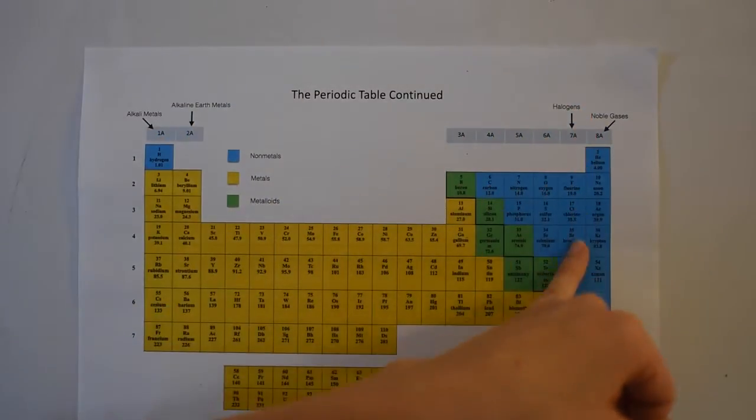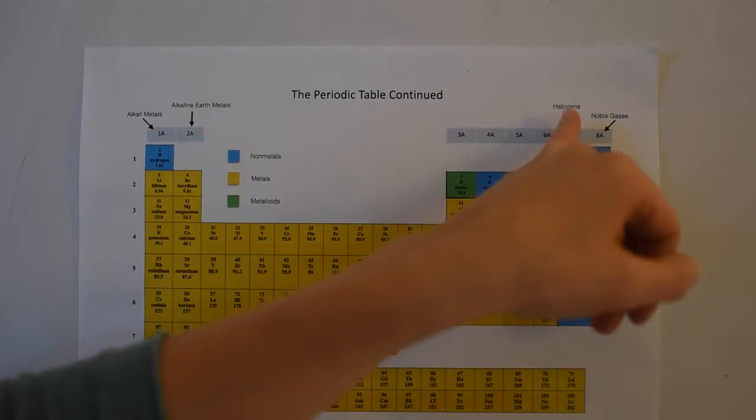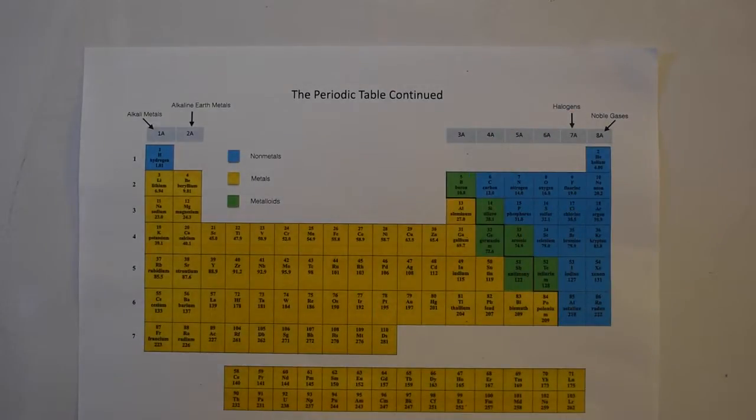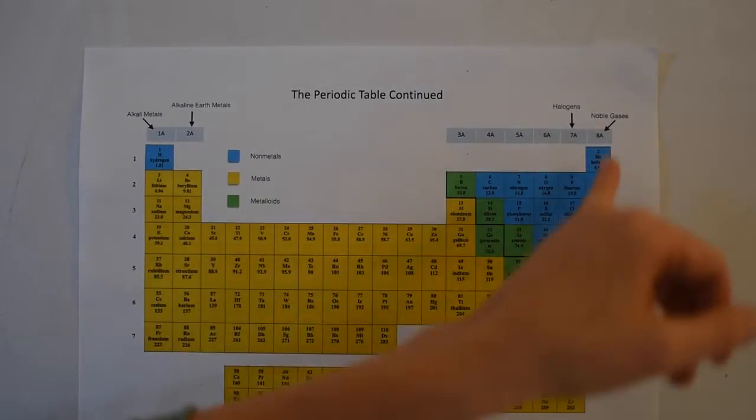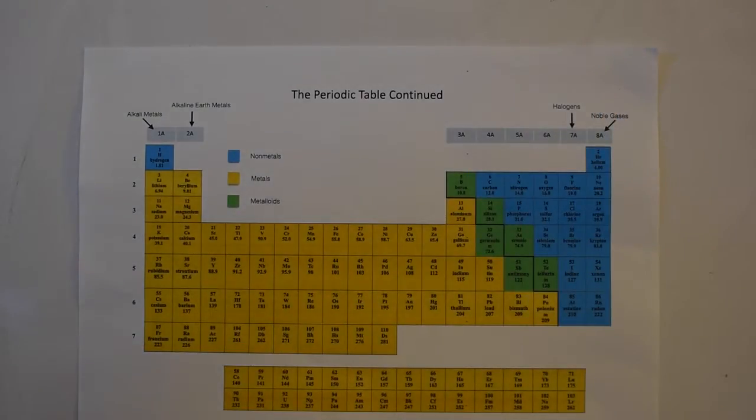All of the elements in group 7A are referred to collectively as halogens, and all of the elements in group 8A are collectively referred to as the noble gases, so called because they are stable and unreactive, and they're typically found in their elemental form in nature, not combined as part of compounds.